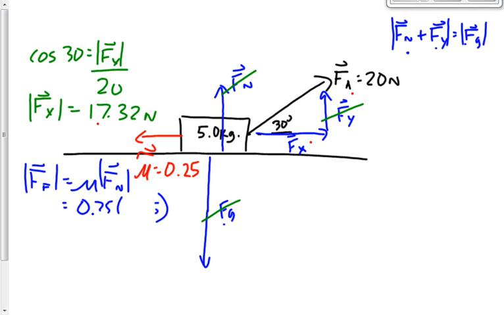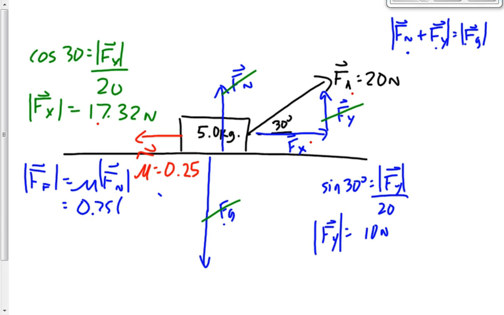Okay, we need the normal force, but it's not 49.05. The good news is we can find it relatively easily. Let's get the y component of that force here first. Sine 30 degrees is equal to the y component over the hypotenuse. So Fy is going to be equal to 10 newtons. Now let's say the normal force plus 10 newtons equals 49.05. That makes Fn equal to 39.05.